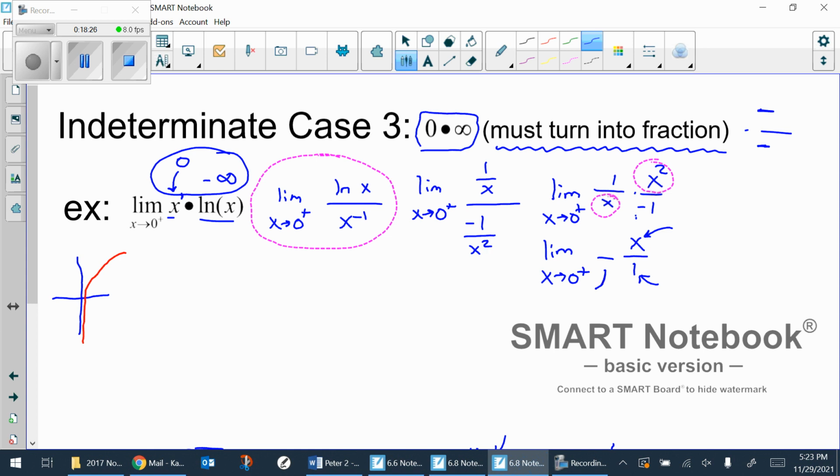The fact that it's negative really doesn't change anything. I am getting very, very close to 0. Apparently from the negative side, because of that negative sign, but I'm getting really close to 0. That's the number I'm approaching. And so that's what this limit is equal to. Like I said, we don't run into a whole lot of indeterminate case 3. Most of what we see is indeterminate case 1 when it comes to the AP exam.